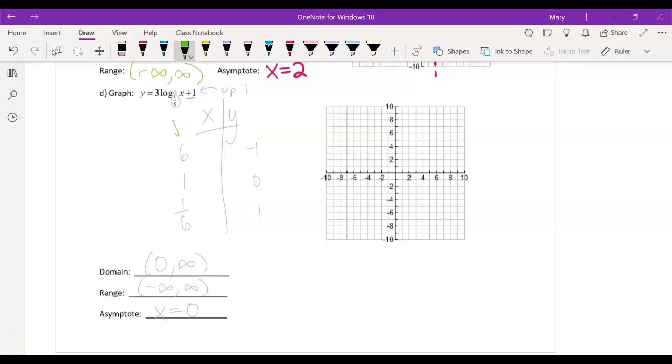So when we take our x values and we start adding h to them, we actually don't have an h value, so they're going to stay 6, 1, and 1/6. Your y values, when we multiply by a and then add k, we would end up getting values of -2, 1, and 4. We can then go ahead and graph each of those points and create our nice logarithmic function with our vertical asymptote here at 0.